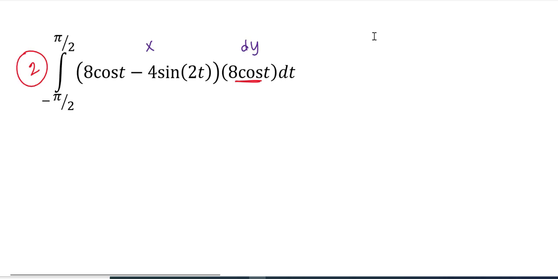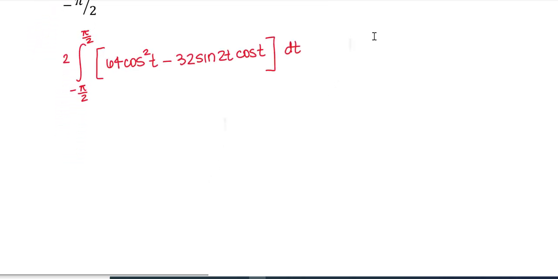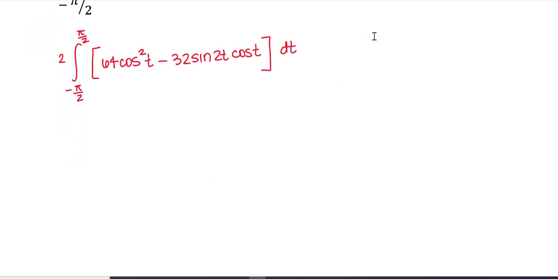And so this 8 cosine of t is going to get distributed into each term. And so I have 64 cosine squared t minus 8 times 4, 32 sine 2t cosine t dt. I'm going to look at this as two completely separate integrals because my method or technique for integration is going to be different in both. So I'm going to look at this first integral and then I'll separate and do the second integral.